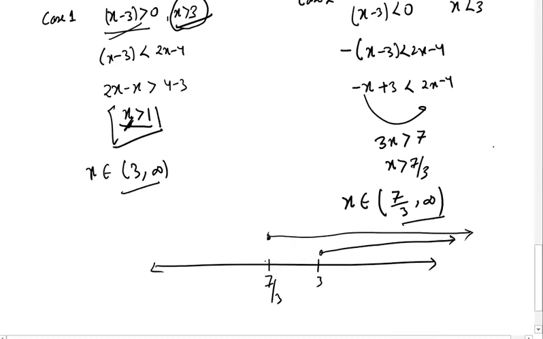And I said we have to add them. So tell me, what will be the final answer? The final answer would be this one because this is consisting this also. Final says x belongs to 7 by 3 to infinity. Yes or no? Because you're adding both the answers. Okay?